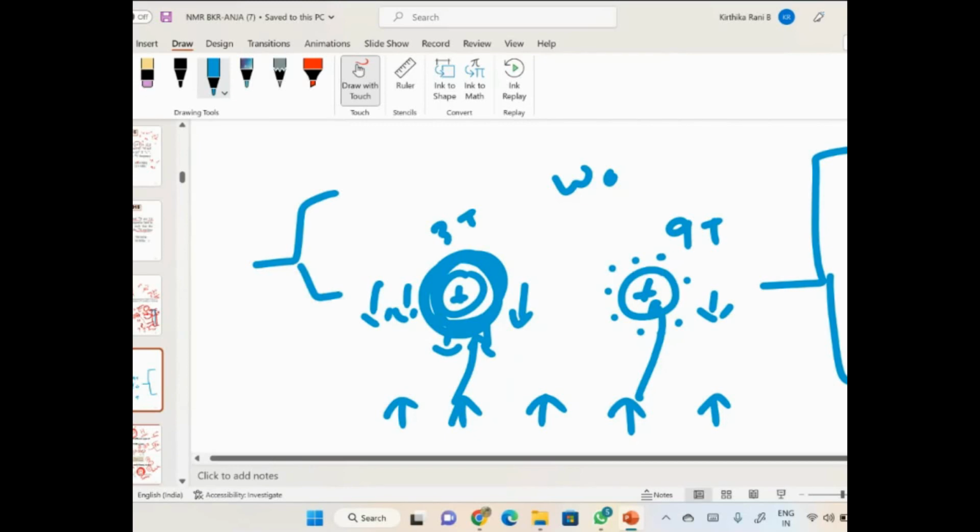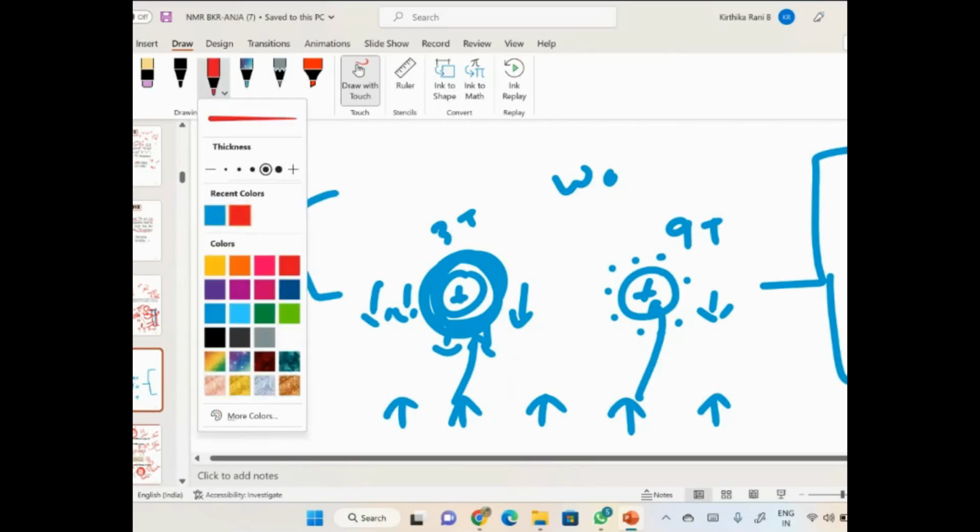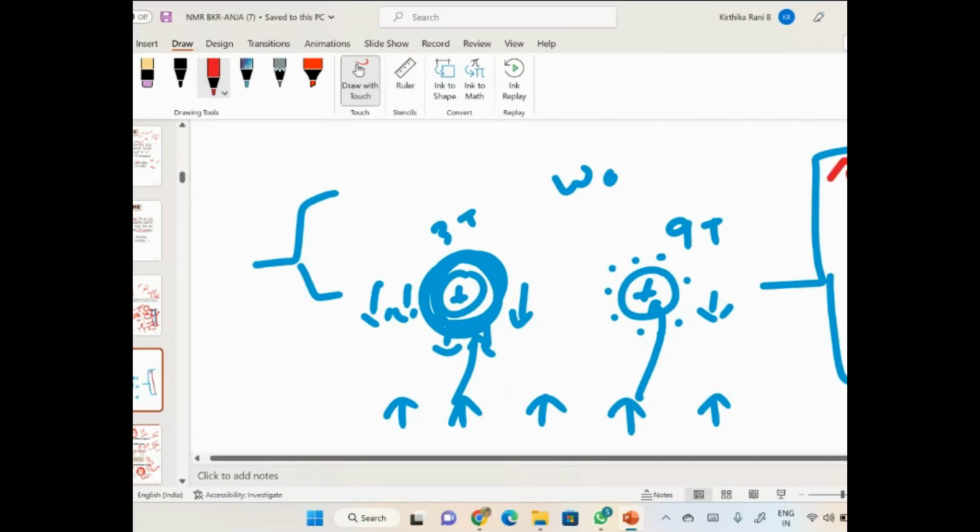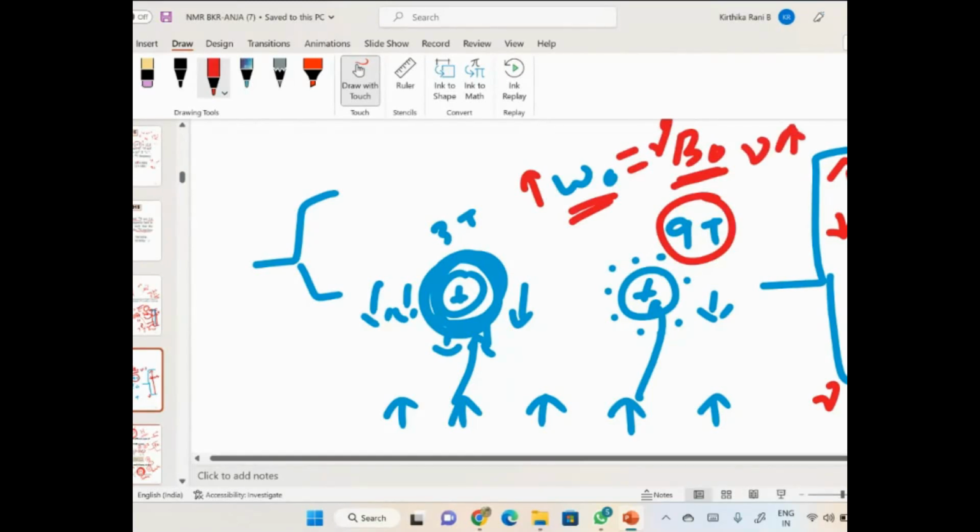So this will require higher radio frequency, because here omega 0, we know that nu is proportional to omega 0. This is having 9 Tesla. Omega is equal to gamma into B0. Since I'm receiving higher B0, this will also be high. I'm precessing high, so the nu will also be high. If nu is high, I'll require higher frequency. But here I'll have lower frequency. Is the point clear?